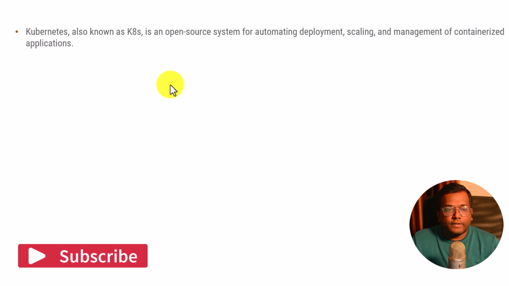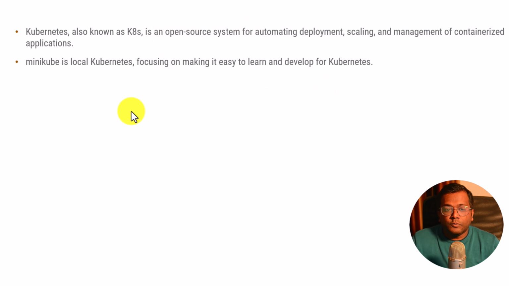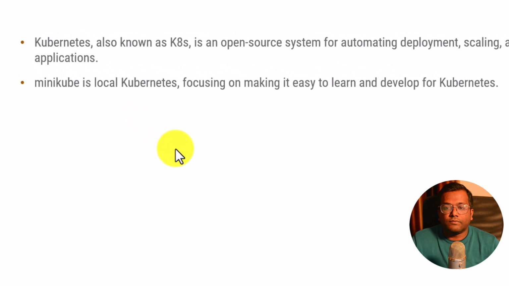So we all know that Kubernetes, which has been founded by Google, is used to deploy the containers. So those containers can be Docker containers, and basically the containers are our applications which are containerized and then deployed on the Kubernetes cluster. And Minikube is local Kubernetes, focusing on making it easy to learn and develop for Kubernetes.